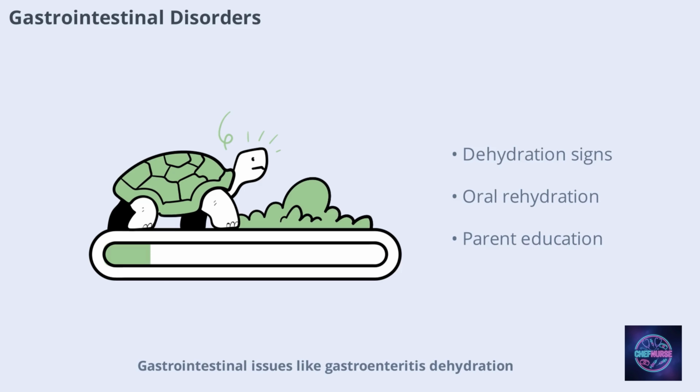Gastrointestinal issues like gastroenteritis, dehydration, and pyloric stenosis are high-yield topics. The NCLEX may present scenarios involving vomiting, diarrhea, or abdominal pain. Recognizing signs of dehydration such as sunken eyes or decreased urine output is critical. Nursing care includes monitoring fluids, providing oral rehydration, and educating parents about signs of worsening illness. Understanding when to escalate care is essential.